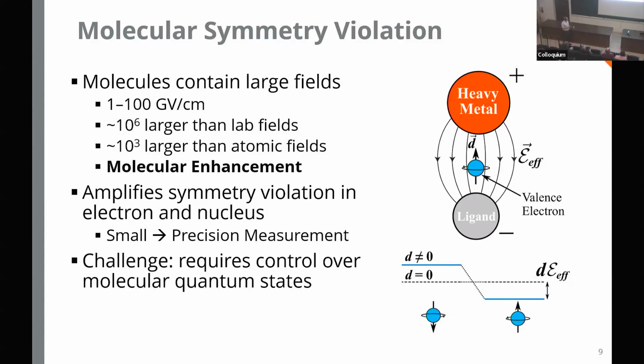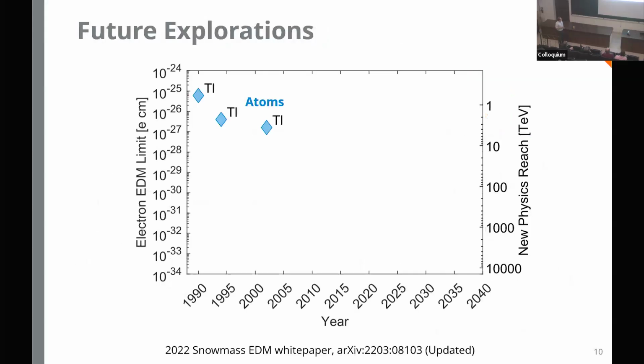They're very small effects, so you have to use precision measurement tools to search for these. And the challenge with these types of experiments is that you have to have control over all of the molecular quantum states. You have to be able to access and control these individual spins, change their orientations, and read them out. And that's very hard to do. And it's because it's so hard to do that atoms, despite the fact that they are 1,000 times less sensitive, were actually the most sensitive experiments for decades, including going back pretty far before this graph starts, simply because the experimental tools to work with atoms were so much more advanced.